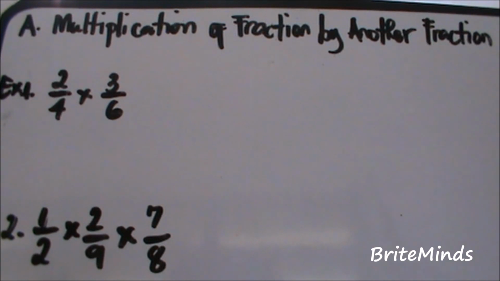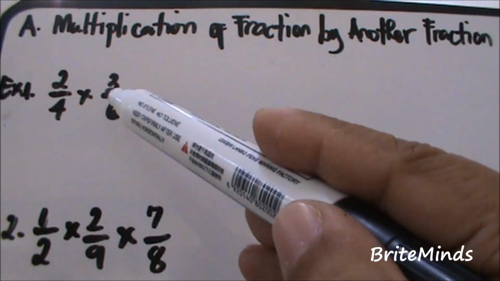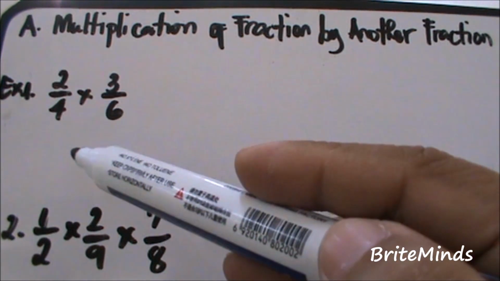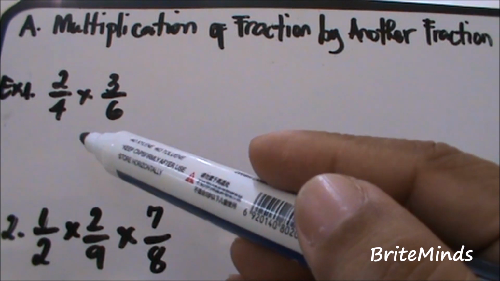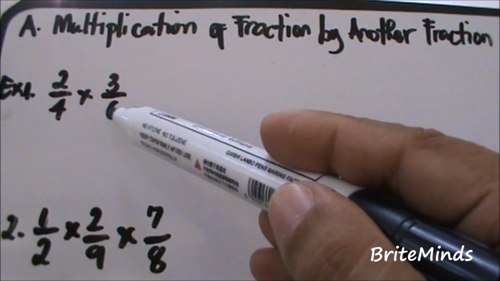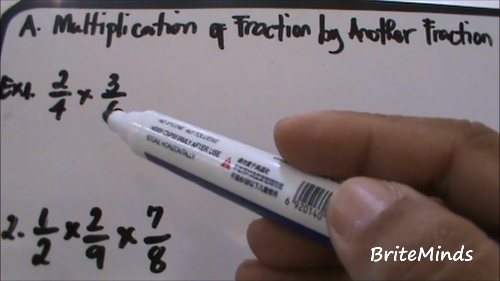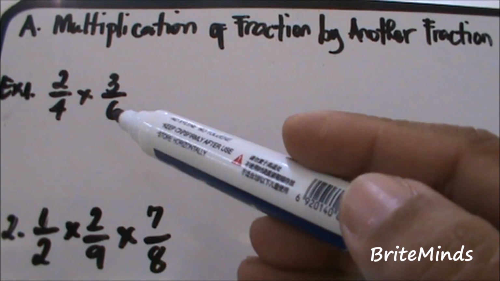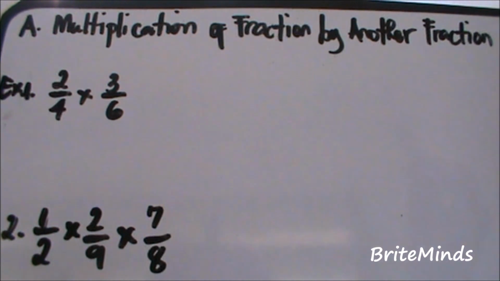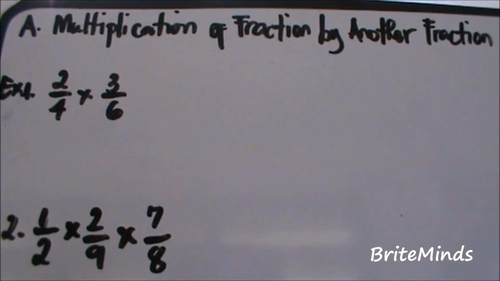To multiply a fraction by another fraction, multiply their numerators to obtain the numerator of the product. Then multiply the denominators to obtain the denominator of the product. Then reduce the product to lowest terms if necessary. For example, we have here 2/4 times 3/6.